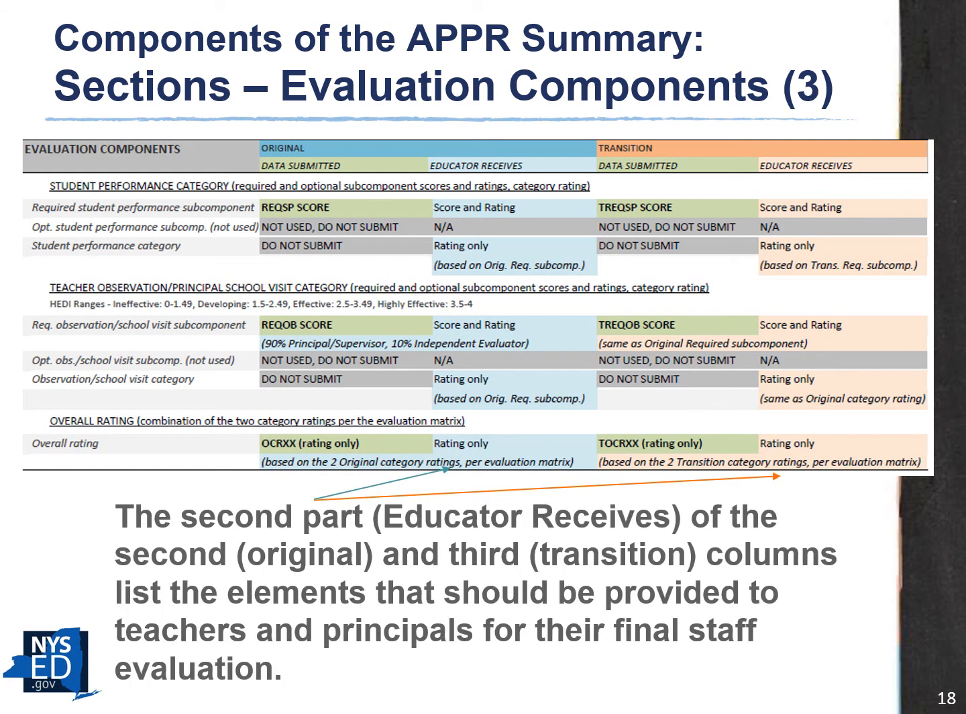Components of the APPR summary sections. Evaluation Components 3. The second part, educator receives, of the second, original, and third transition columns lists the elements that should be provided to teachers and principals for their final staff evaluations.